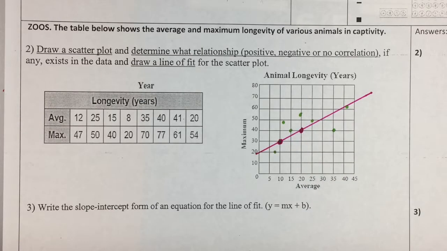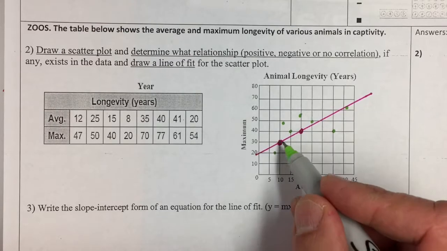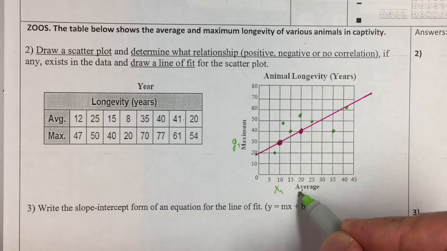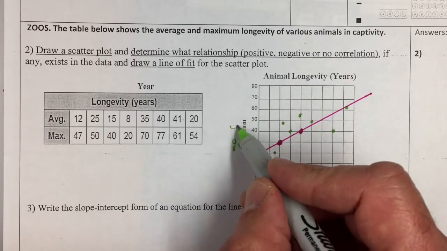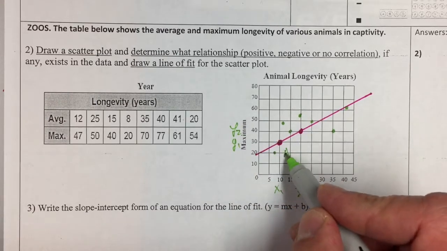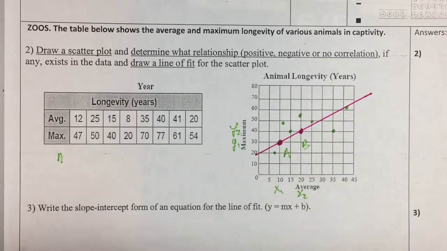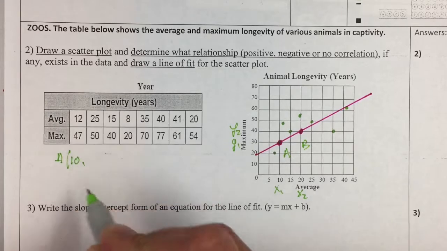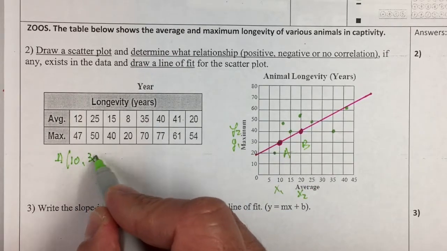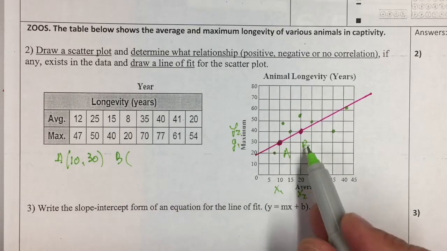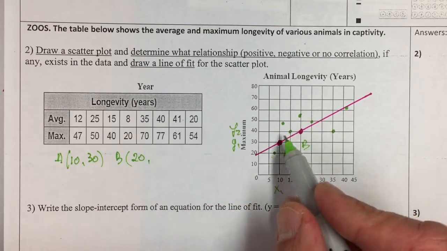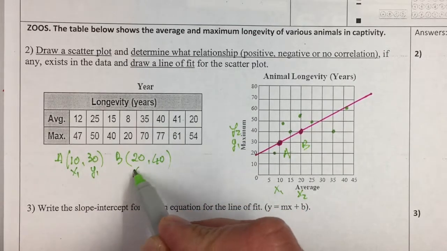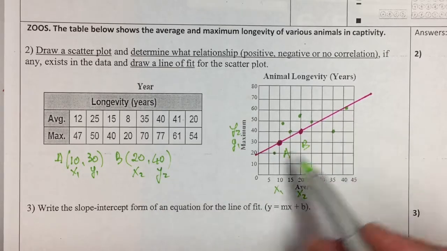For example, my x1 is going to be 10 in this case. My y1 is going to be 30. For the second point, my x2 is going to be 20. My y2 is going to be 40. So I have 2 points, A and B, for my line. The first one, A, is x1, y1, meaning 10, 30. And the other one, B, is going to be 20, 40.